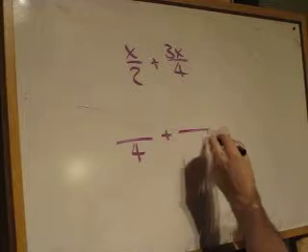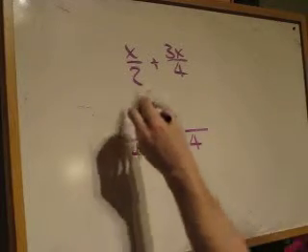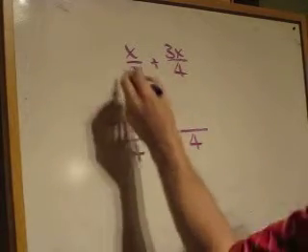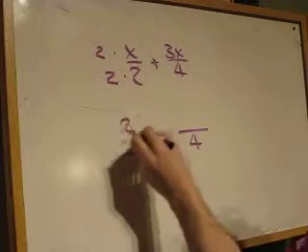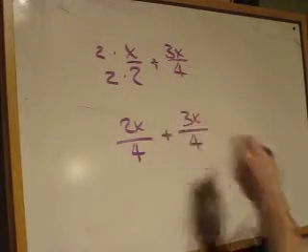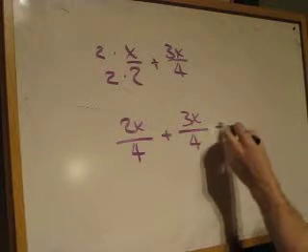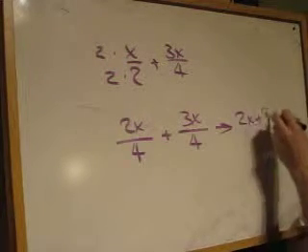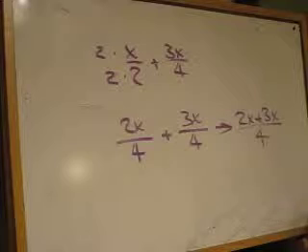Alright, and this one's going to be 4. So what did we have to do to get from 2 to 4? Multiply by 2, and that gives me 2x. 4 to 4, I did nothing, so I don't do anything to the top. Okay, which gives me 2x plus 3x over 4.